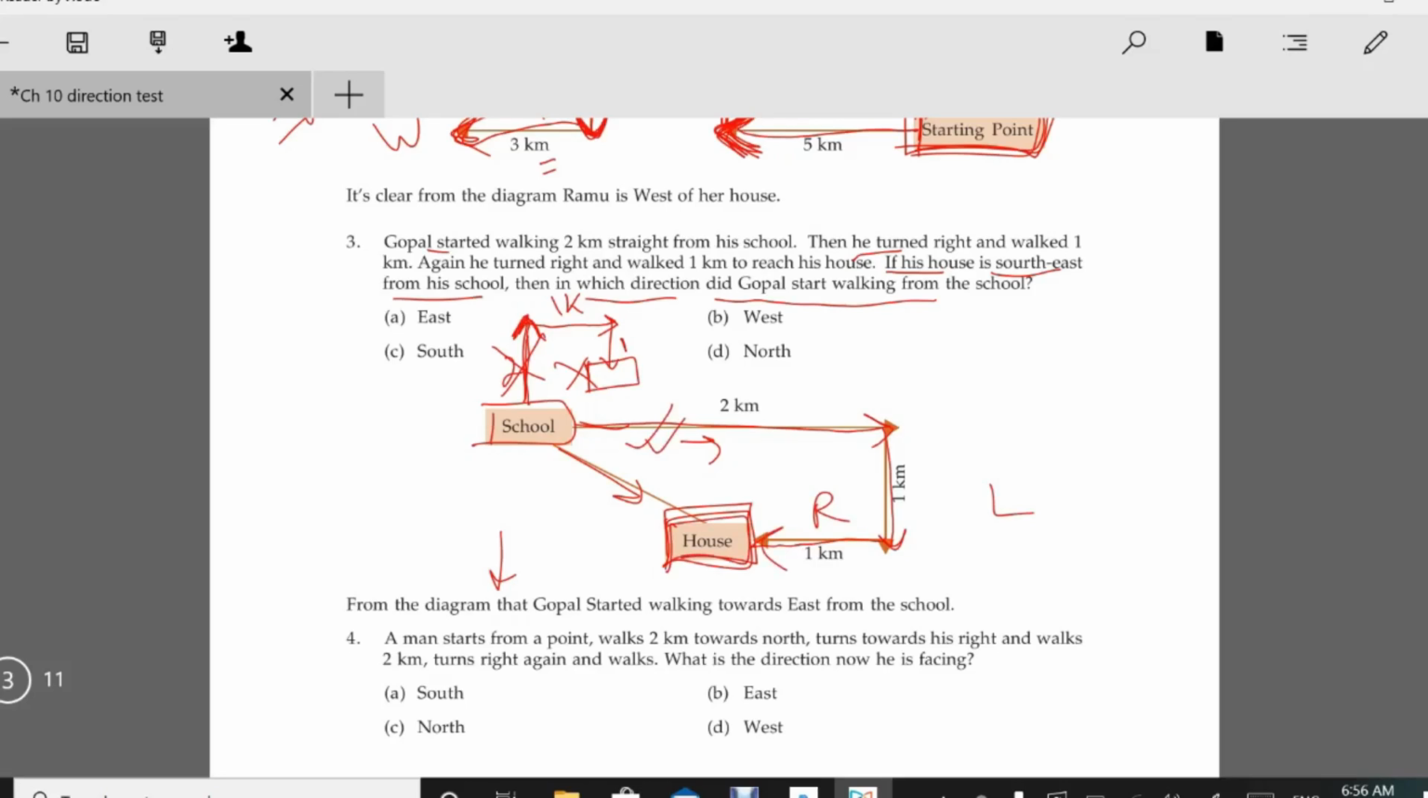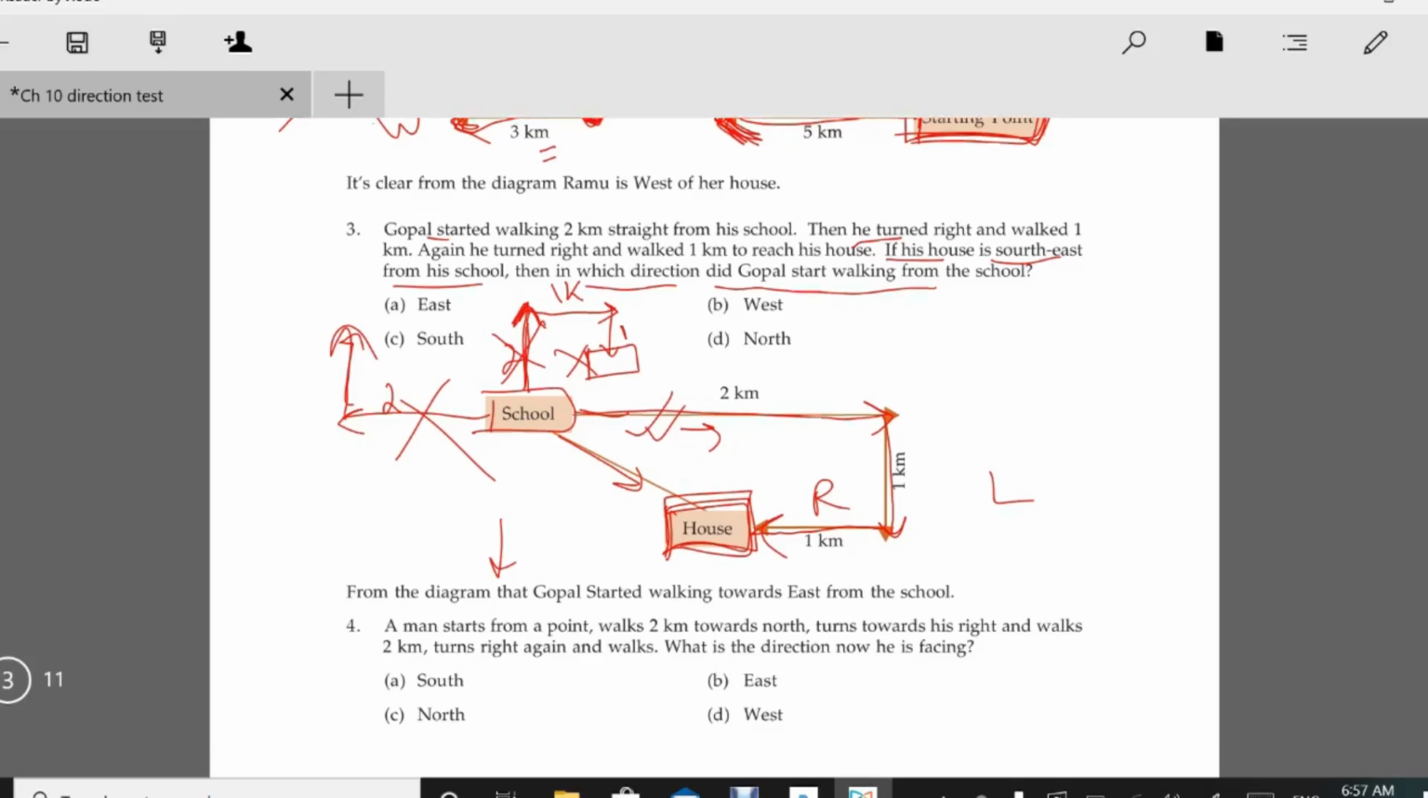So if we assume that he moved towards east, then this assumption is correct. What if we assume that he moved towards west? He moved 2 kilometers straight towards west. Then he turned right and walked. Oh my God. He is going away from his house if we assume that he was walking west. So this direction is not correct. Understood? Okay. So if it is southeast and he's walking straight, you can apply your common sense also. School is here. House is southeast and he's walking straight and then right and again then right. Most probably he had started walking east.